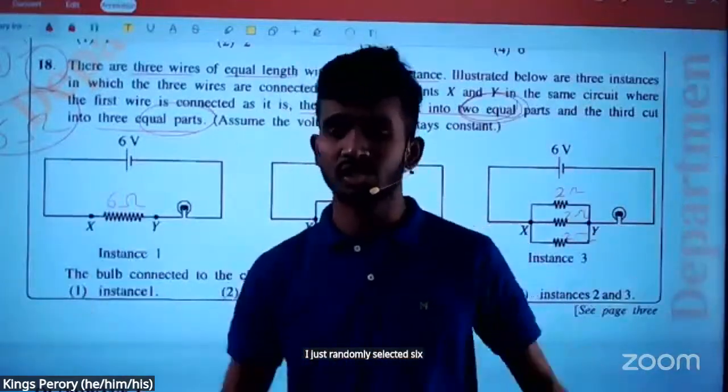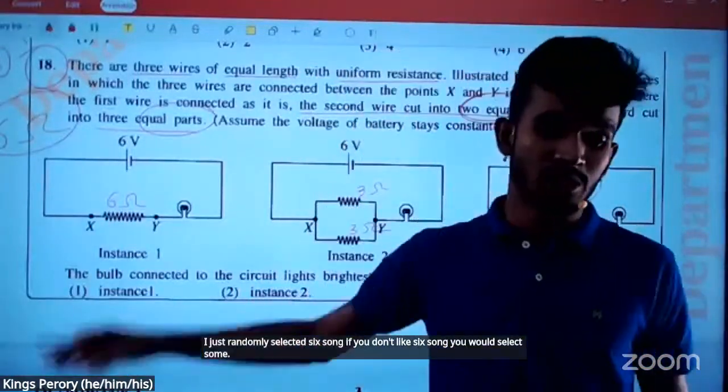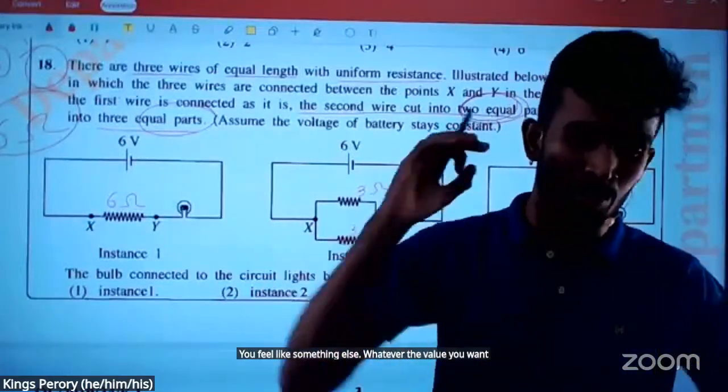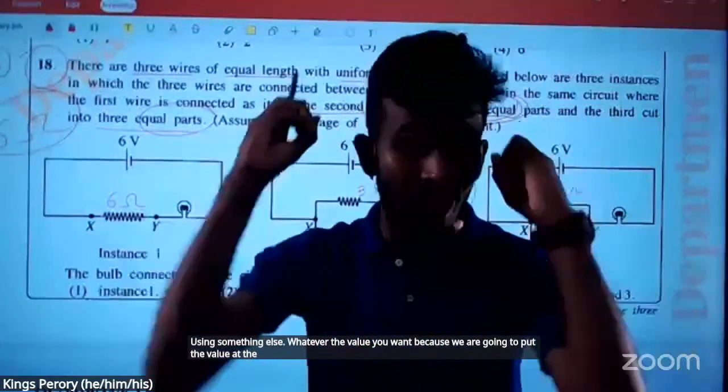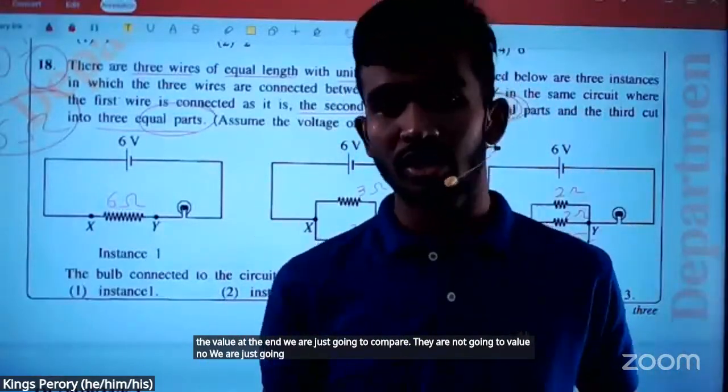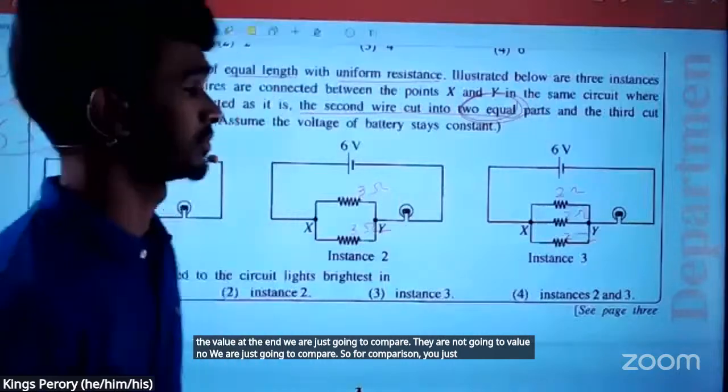If you don't like 6 ohm, you can select something else. You can select whatever value you want, because at the end we are just going to compare. They are not going to value. We are just going to compare. So for comparison, you just put some values and see.